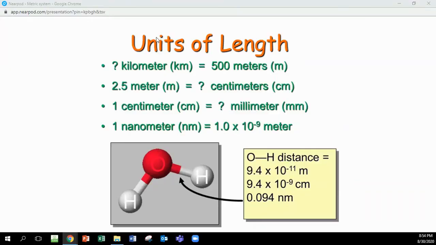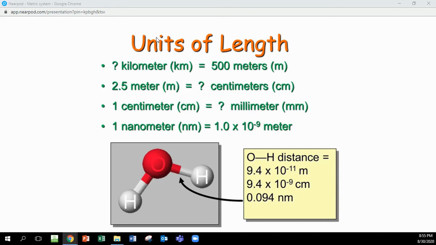Okay, so let's talk about units of length. You must use the right unit of length to measure things. If you're going a very far distance, you're going to be talking about kilometers. For instance, if you went 500 meters, that is half a kilometer. That's 0.5 kilometers. If you're measuring something that's somewhat small, like 2.5 meters, that's the same thing as saying 250 centimeters, because 100 centimeters is 1 meter. 1 centimeter is 10 millimeters. Those are ones that you've seen before, but a unit that you don't see very often in your everyday world is nanometers.